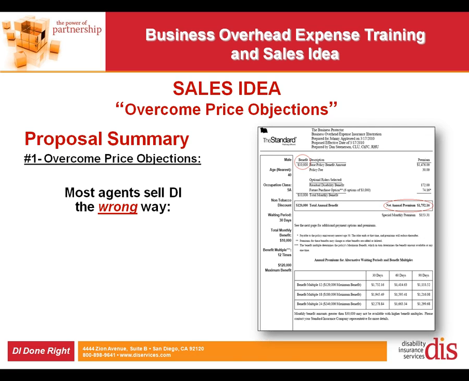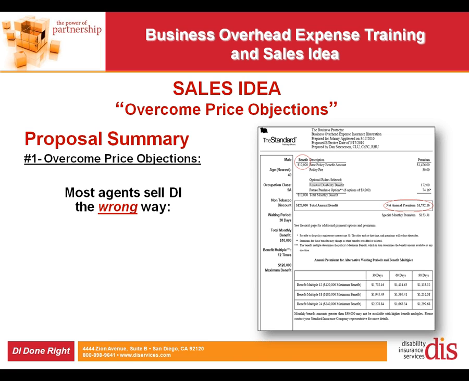Now let me jump into some sales ideas, and I'll try to wrap it up, folks. I know we're getting close to the 30-minute mark. This is typically how an illustration comes back to you. In this example, this is one of the carriers we represent. Folks, this sales idea is going to help you overcome price objections and sell more BOE, but you can also use it when selling individual DI or life insurance. Whatever you're selling, I want you to take this approach and present it in a manner that reflects the true value of this contract.